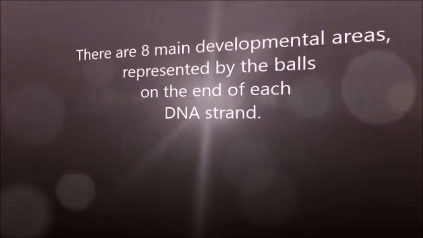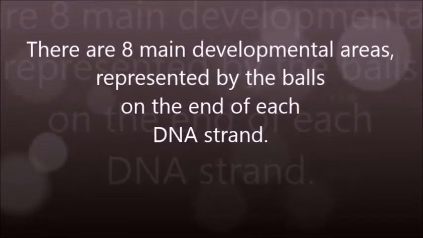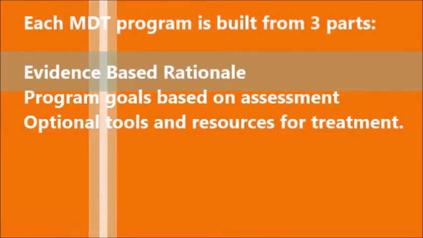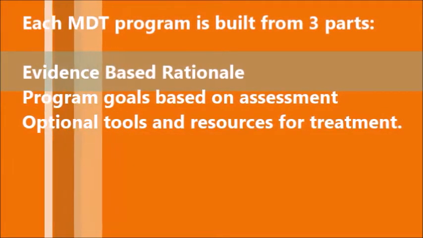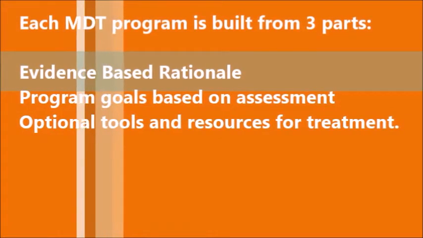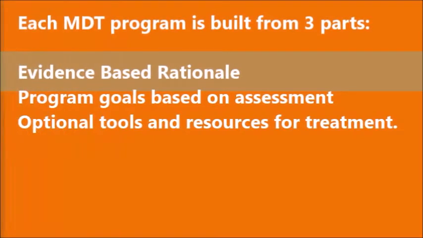There are 8 main developmental areas, represented by the balls on the end of each DNA strand. When we zoom into each area, we see it is then divided into several subcategories. Each subcategory is then broken down into its program topics. There is an example of one subcategory's topics in each area. This is seen in red. Each MDT program is built from 3 parts: an evidence-based rationale, program goals based on assessment, and optional tools and resources for treatment.